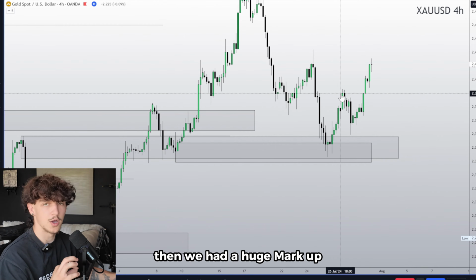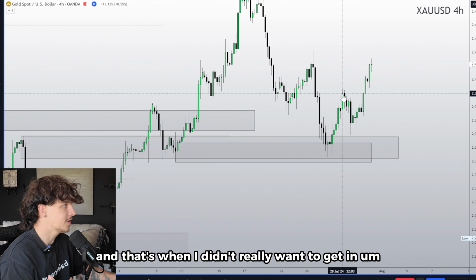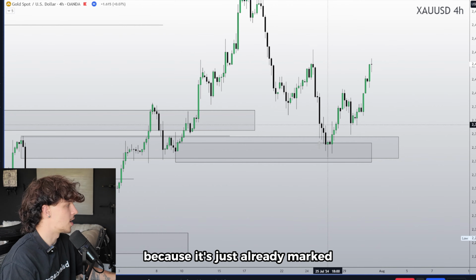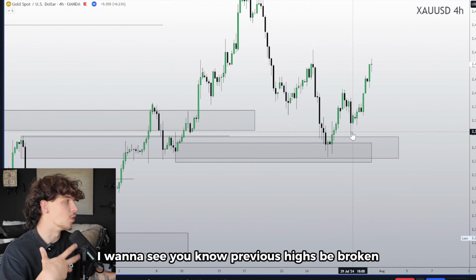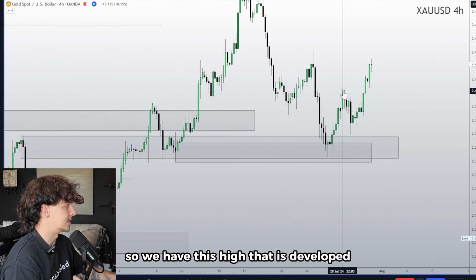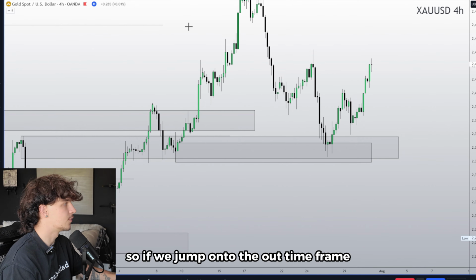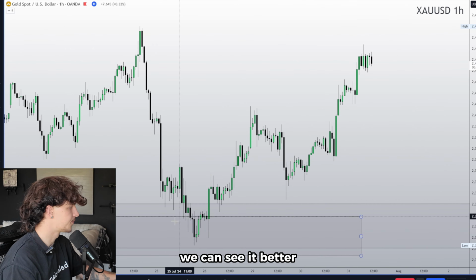So the market was moving into this zone. Then we had a huge markup, and that's when I didn't really want to get in because it's just already marked up. I don't typically play from demand zones. I want to see previous highs be broken. So we have this high that is developed, and then the market had to move down. If we jump onto the hour time frame, we can see it better.